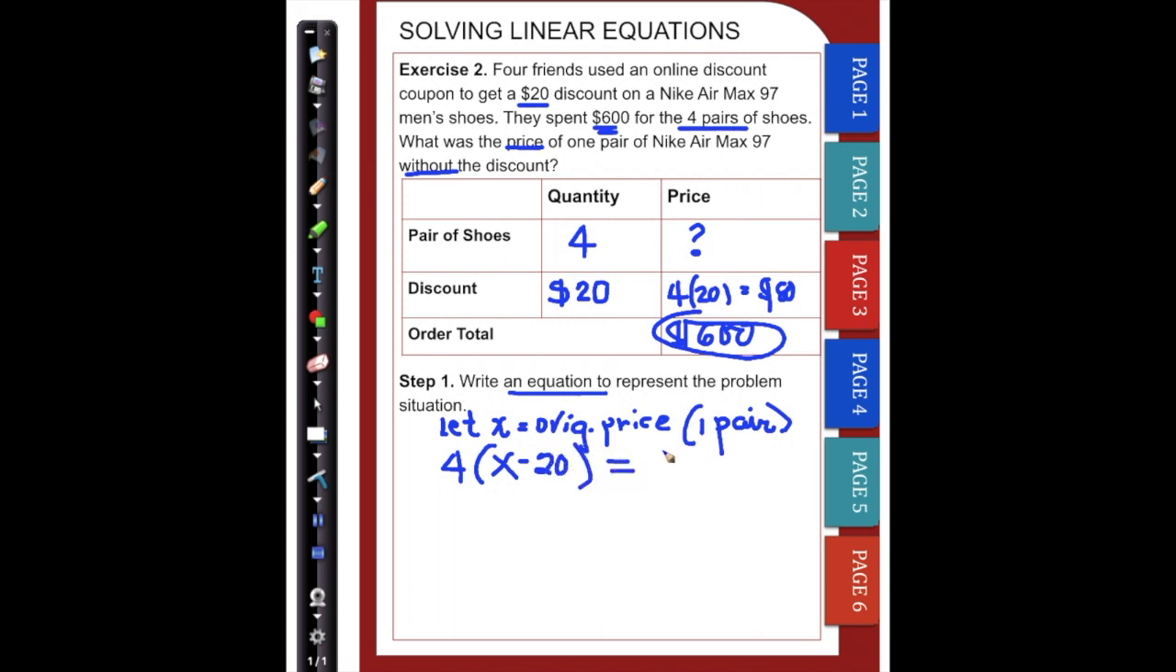How did we get 80? If we are going to go to the next step, using the distributive property, we distribute 4 to each term inside the parentheses. So that we would get 4x minus 80 equals $600. So that's your 80 right there. The equation that we can use to represent the problem is 4x minus 80 is equal to 600.